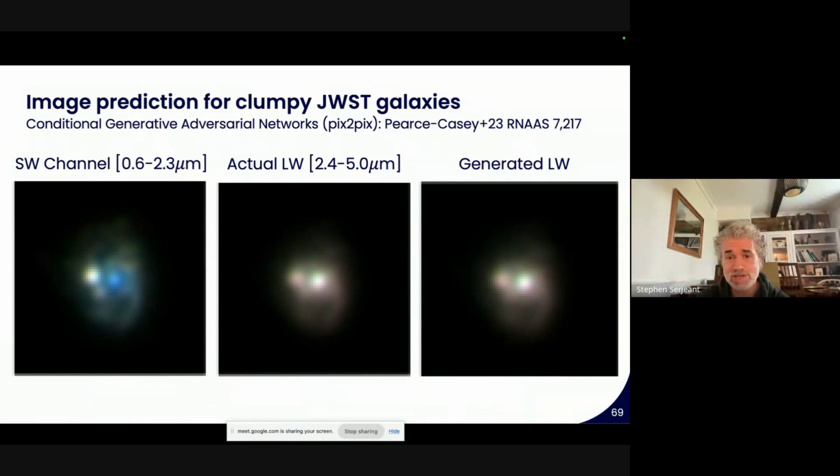This is an off-the-shelf network called Pix2Pix. We've got the short wavelength data here, the actual long wavelength data in the middle, and the generated image on the right. And it's worked astonishingly well, I would say.